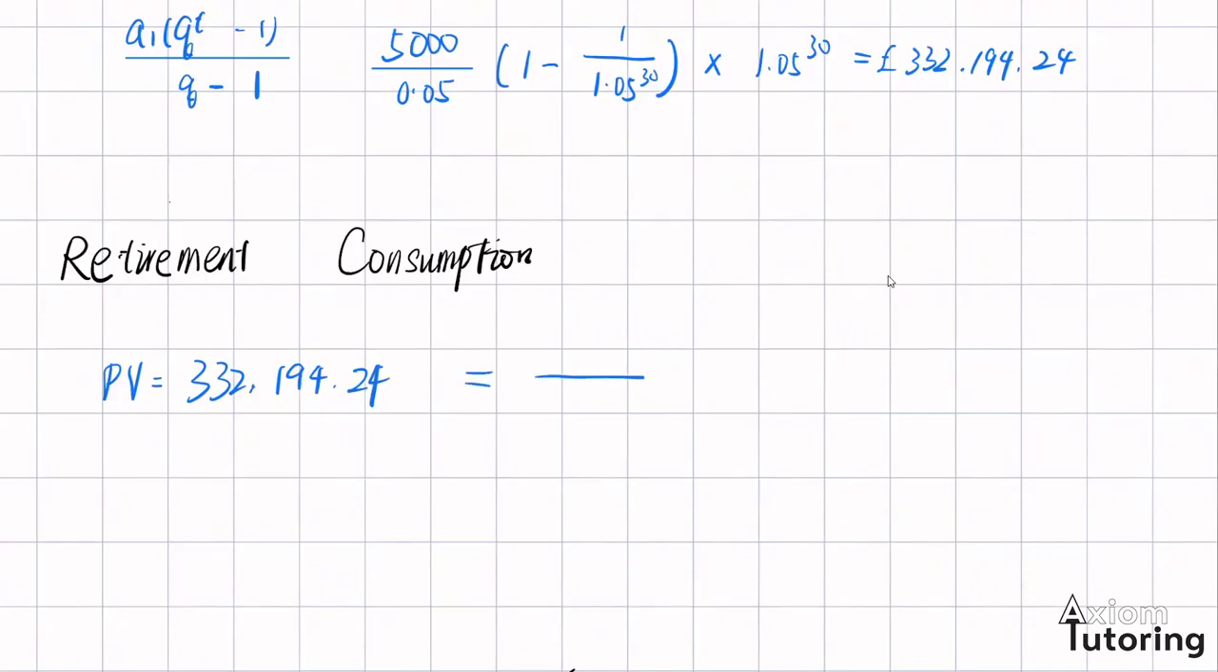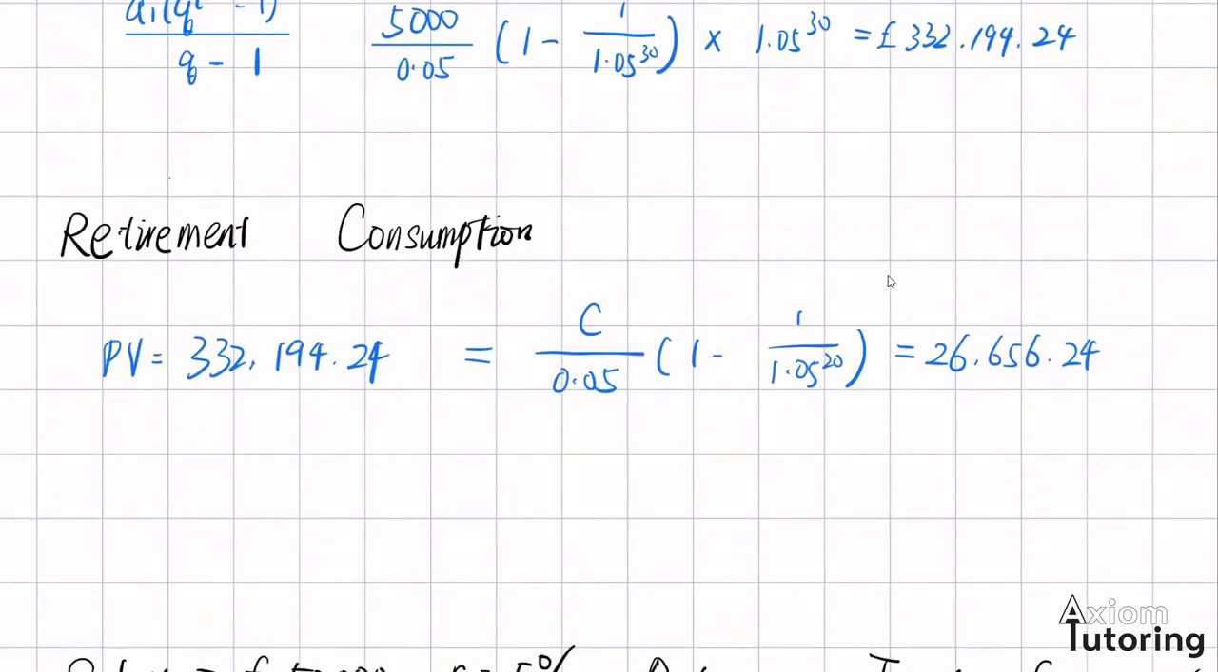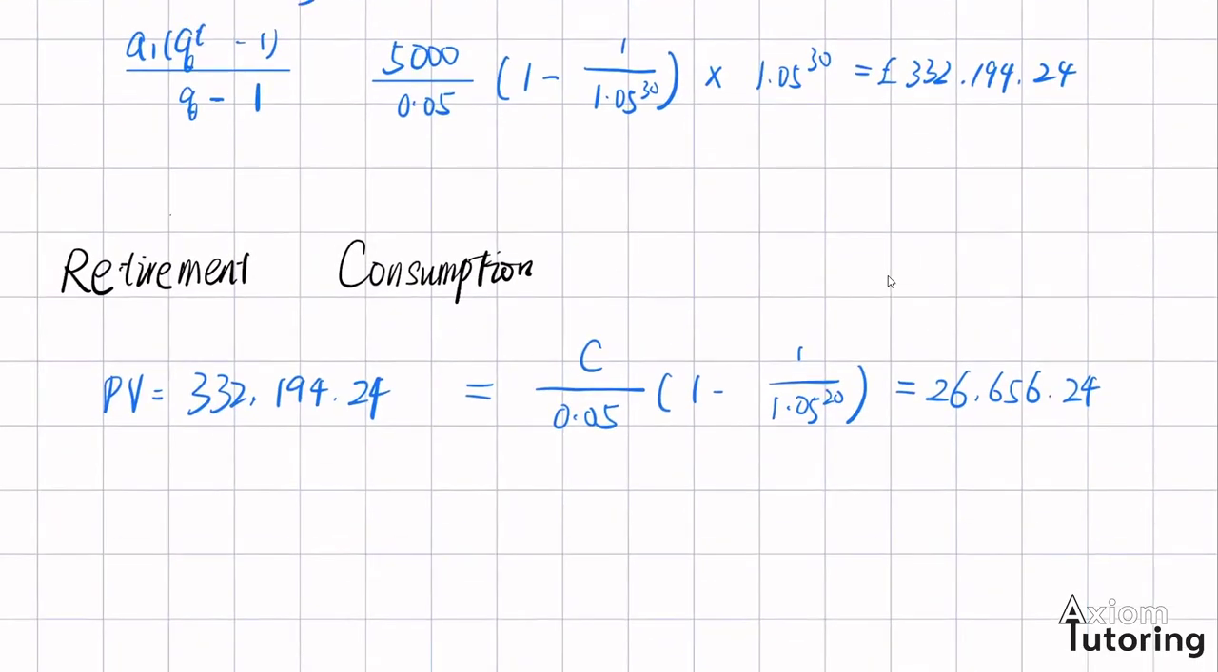It's going to be the consumption divided by 0.05, times 1 minus 1 over 1.05 to the power of 20. So remember, 20 years. So what's the number going to be? It's going to be 26,656.24. You might run into some rounding errors, but if you get mostly the correct answer that is very close to the number here, you should be fine. So that means I can spend £26,656 per year from my savings for 20 years.